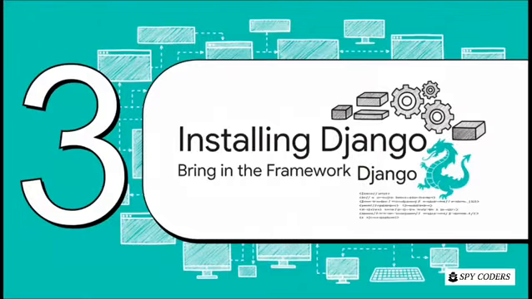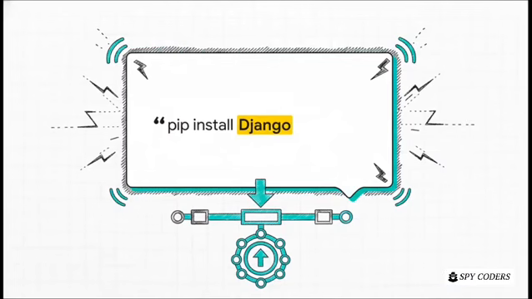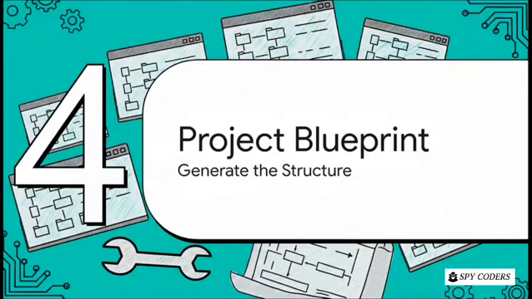Now that we're all set up professionally, it's finally time to install the main event, the Django framework itself. And this is the magic part. Pip is Python's package installer. And because our environment is active, this one simple command does everything. It reaches out to the internet, grabs the latest version of Django, and installs it neatly right inside our little project bubble. That's it.